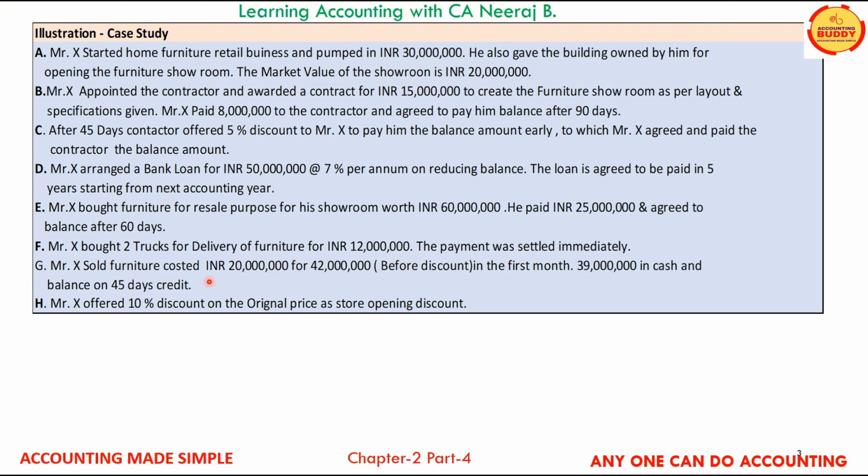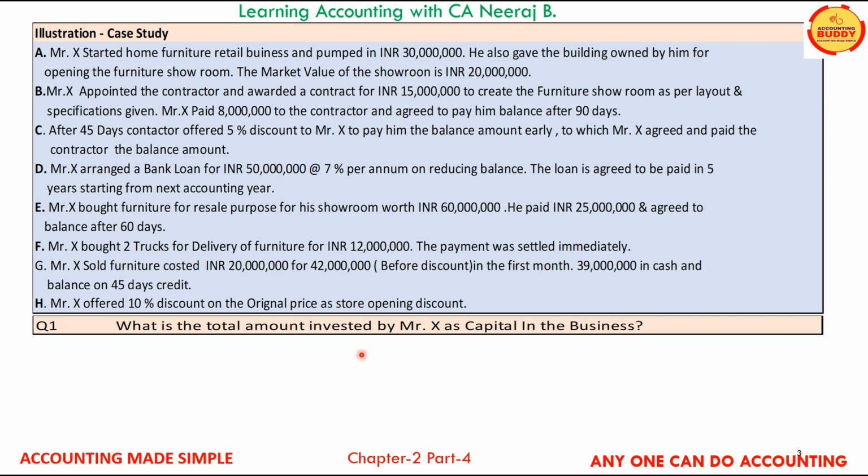Mr. X sold furniture costed 20 million for 42 million in the first month, 39 million in cash and balance on 45 days credit. Mr. X offered 10% discount on the original selling price as store opening discount. Now let us try and answer few questions related to this business scenario.